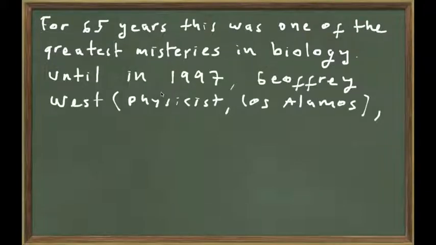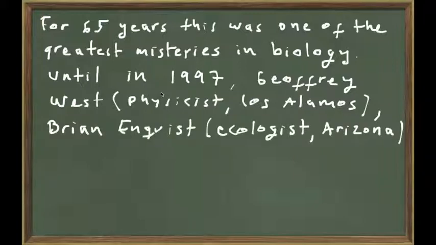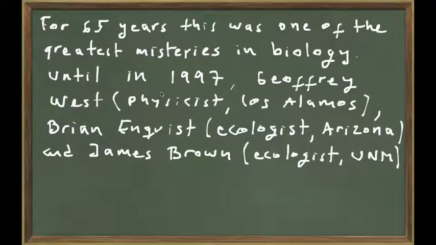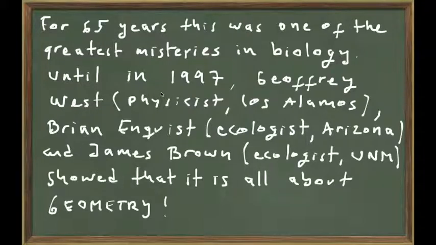Until 1997, when there was an article published in Science by three scientists. One was Geoffrey West from Los Alamos, a physicist. The other one was Brian Enquist from Arizona University, an ecologist, and another ecologist from the University of New Mexico, James Brown. So what they figured out was that it was all about the geometry. Geometry is all you need to solve this puzzle.